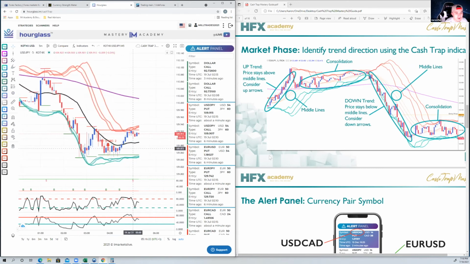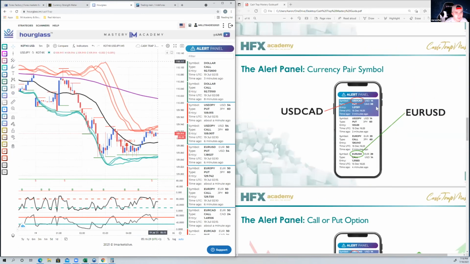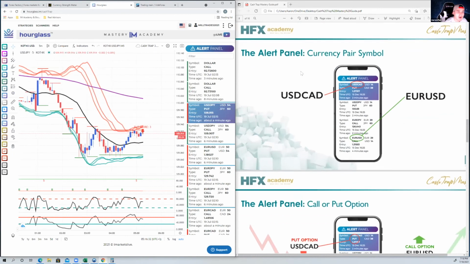Okay. So now we go over to currency pair. What currency pair am I on? I am on USD JPY. So we're on this currency pair symbol. Obviously right now it's giving us an alert panel to the right. Cash Trap gives us alerts every 5 minutes. They're brand new trade ideas every 5 minutes.